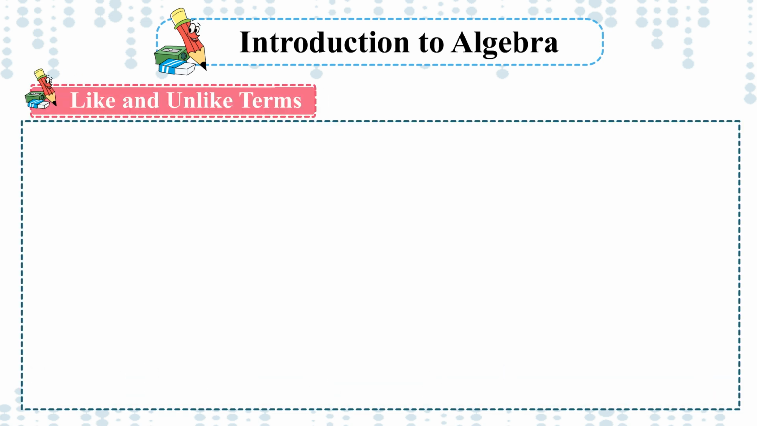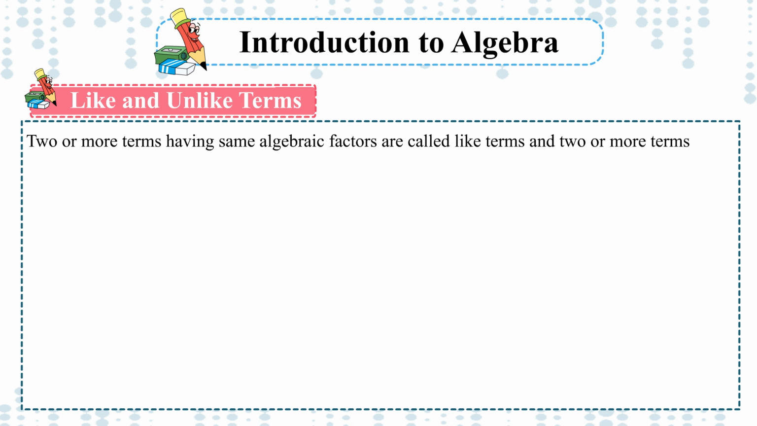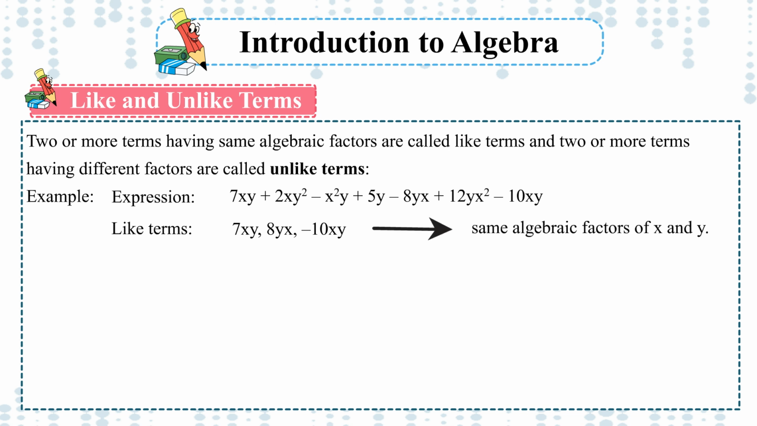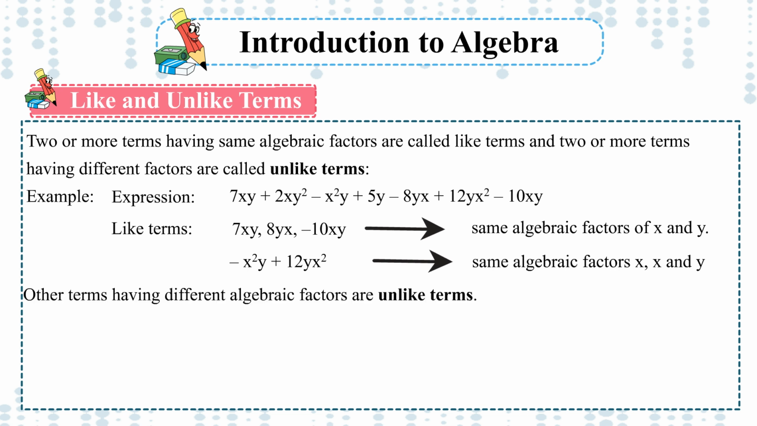Like and unlike terms. Two or more terms having same algebraic factors are called like terms, and two or more terms having different factors are called unlike terms. Example: expression 7xy plus 2xy raised to the power 2 minus x raised to the power 2y plus 5y minus 8yx plus 12yx raised to the power 2 minus 10xy. Like terms: 7xy, 8yx, minus 10xy. Same algebraic factors of x and y. Minus x raised to the power 2y plus 12yx raised to the power 2. Same algebraic factors x and y. Other terms having different algebraic factors are unlike terms.